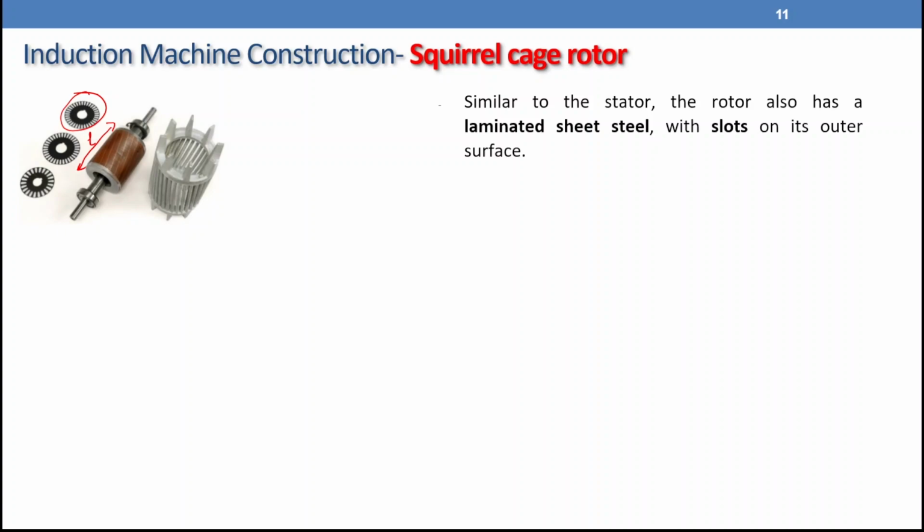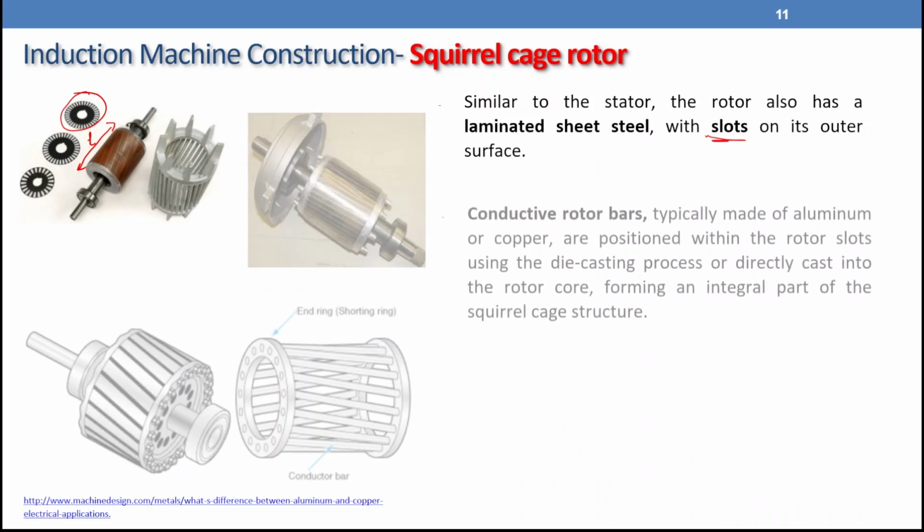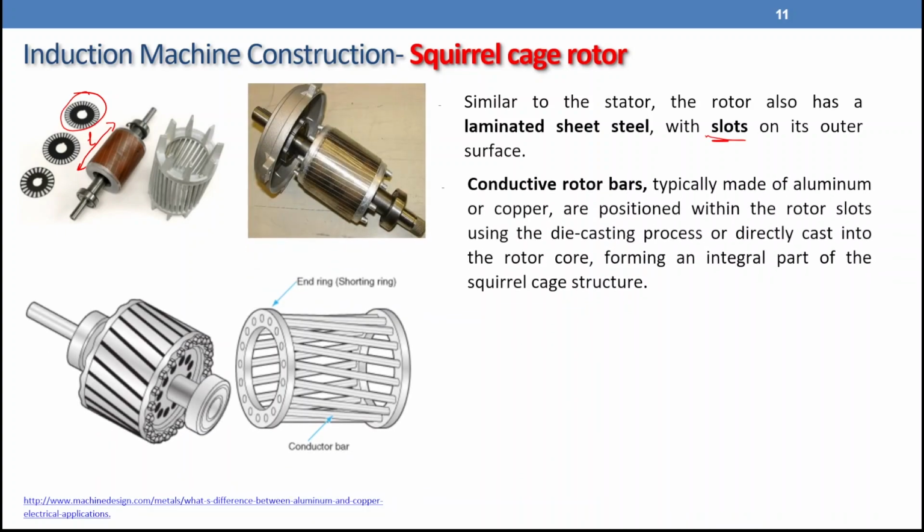When we stack those together, we're going to have slots in the outer surface. These slots will be filled with conductive rotor bars. The conductive rotor bar could be made from aluminium or copper. This one is a rotor bar, and as you can see here, they are distributed on the periphery of the rotor.